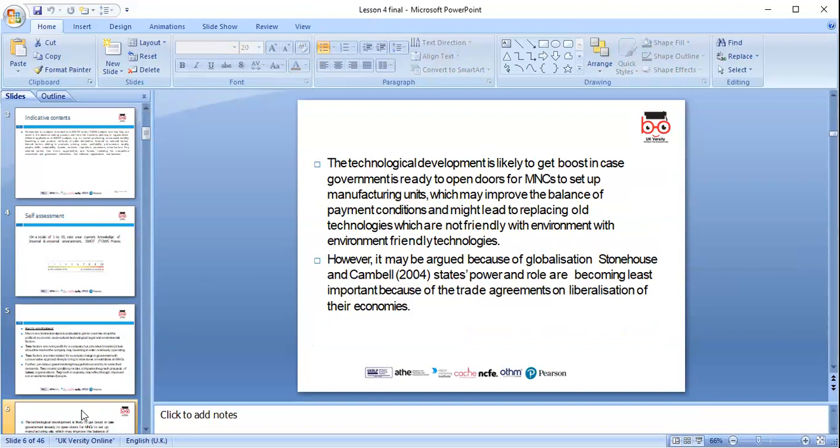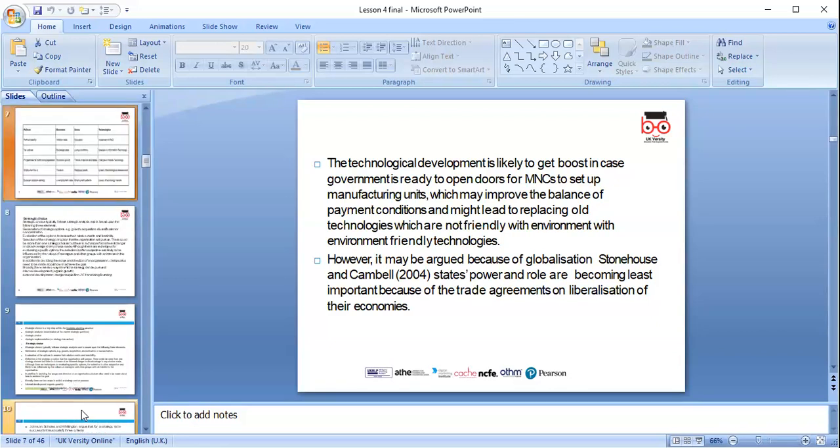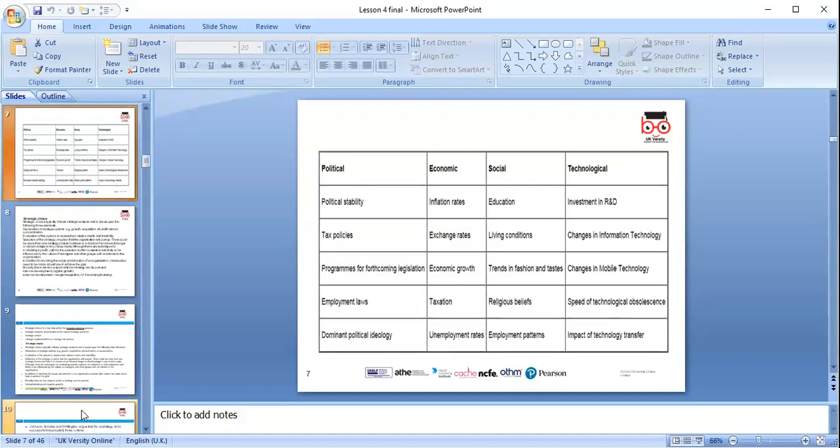Yes, with environment friendly technology. However, it may be argued that because of globalization, the state's power and role are becoming least important because of trade agreements and liberalization of their economy. So we can look around at the economic system. Is it open, closed, or what sort of economic system?